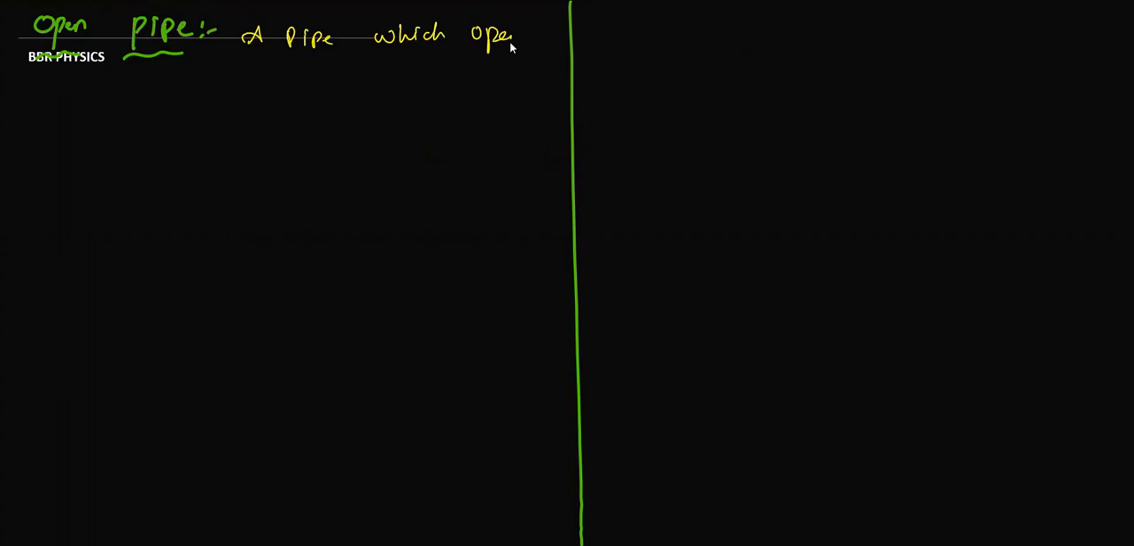Now we are going to discuss the formation of stationary waves in an open pipe. What is meant by an open pipe? The pipe which is open at both ends is called an open pipe.